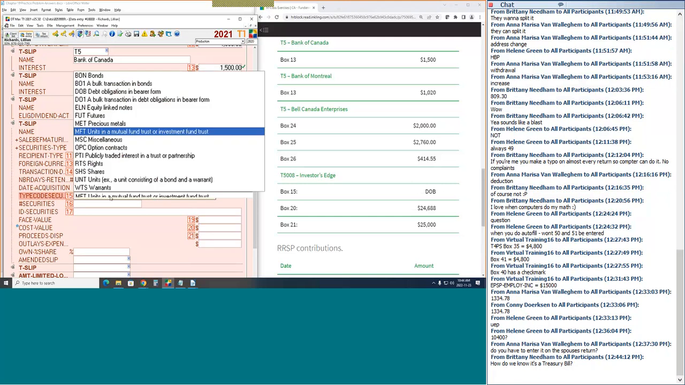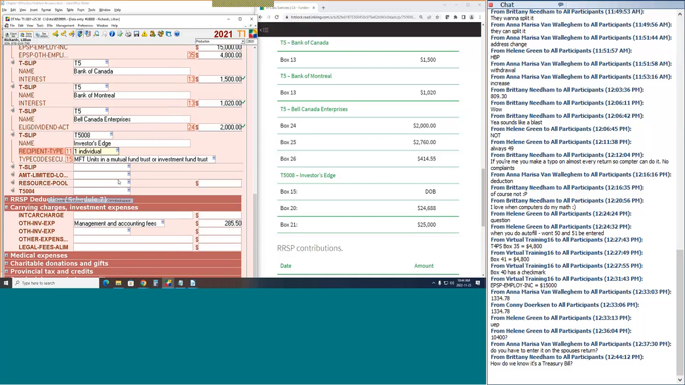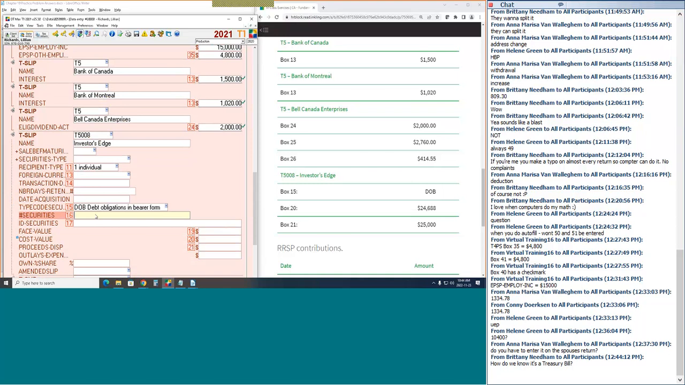So if I had left the Other as a default, it's also going to give me different information here. I can take this out as well. We'll see what we get. I'm going to do Treasury bills now, debt obligations in bearer form.